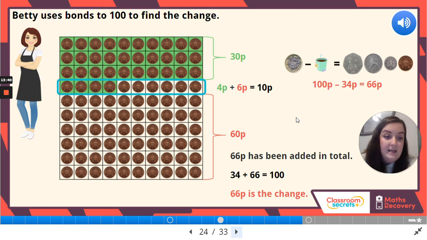Now, today in your home learning packs, you will have an activity sheet of finding the change. You'll have some problems to work through and solve how much change you're going to get. So once you've done them, email a photo over to your teacher so we can see how well you have done.